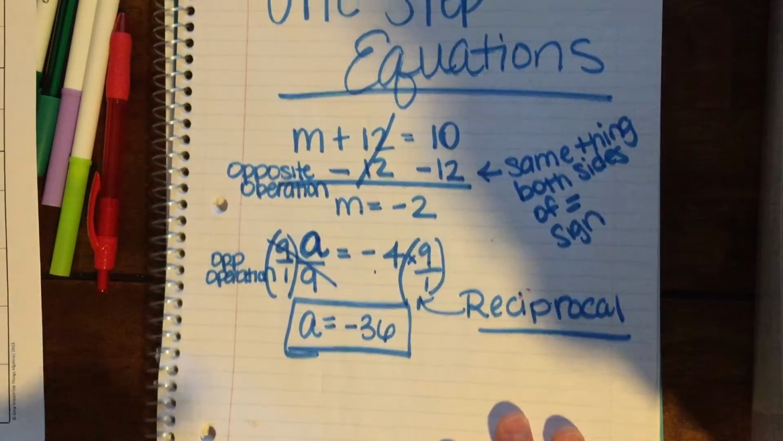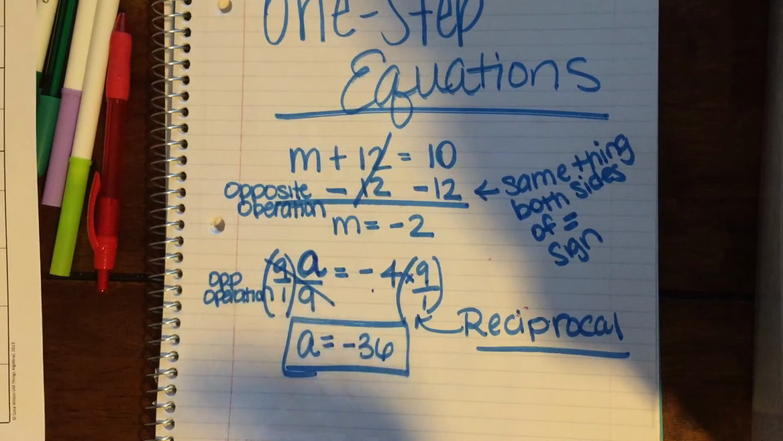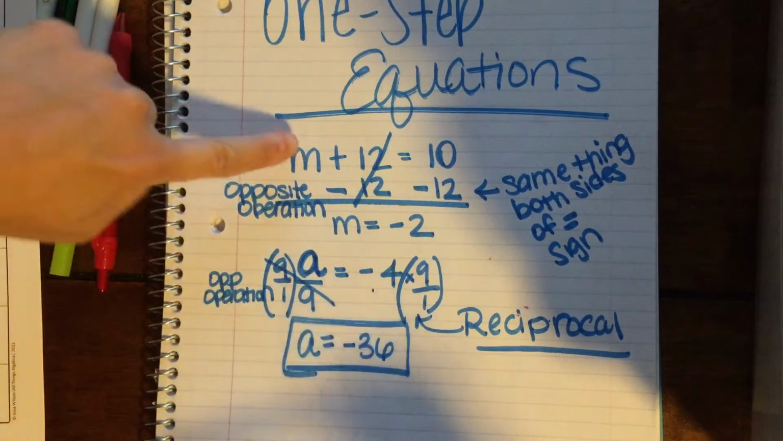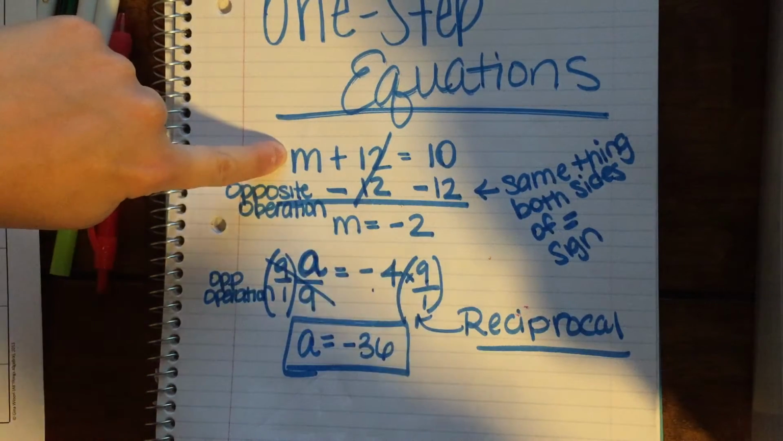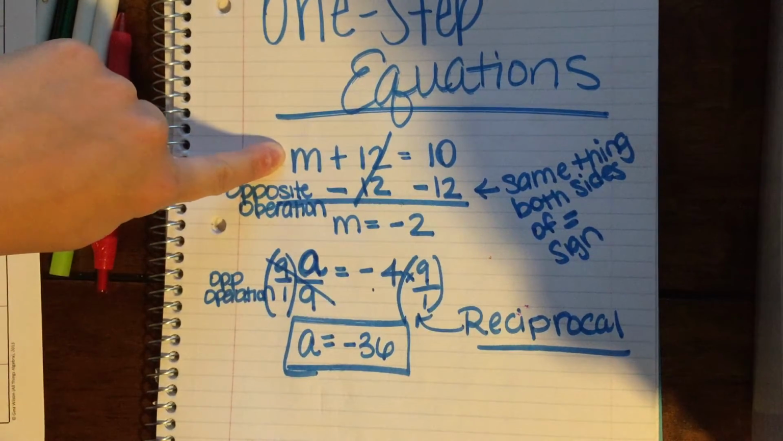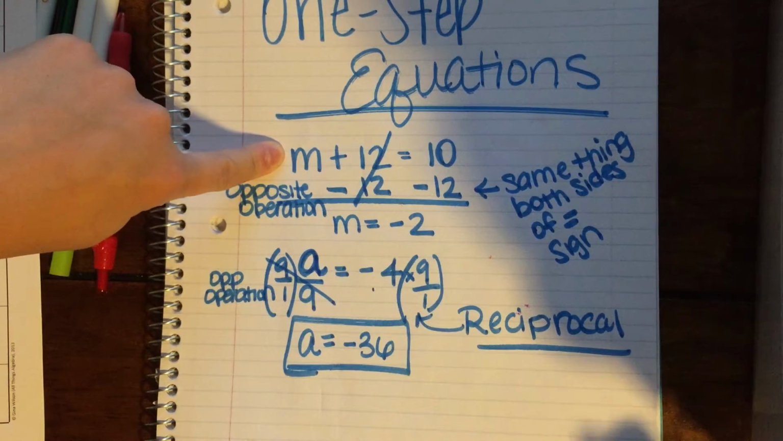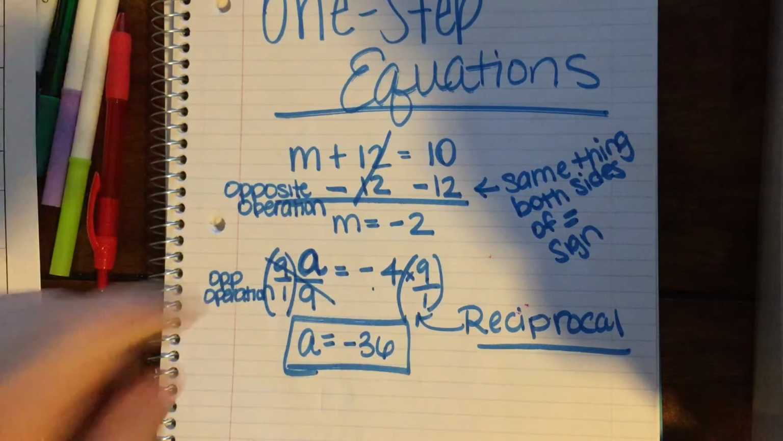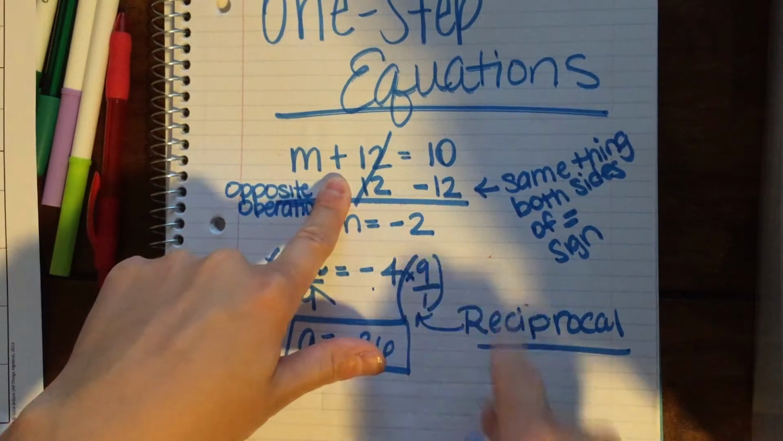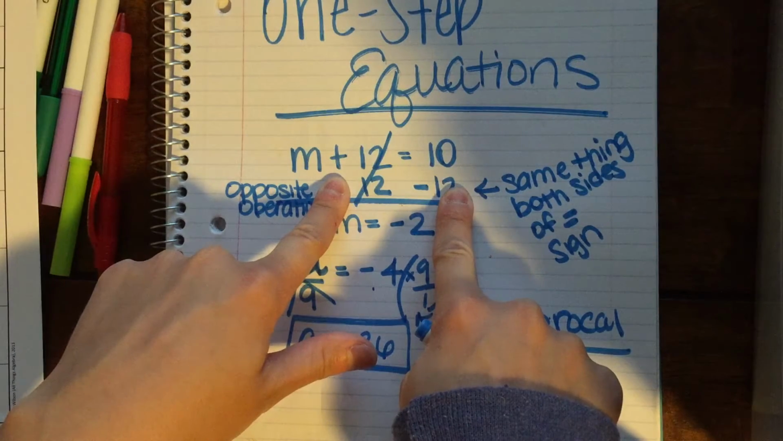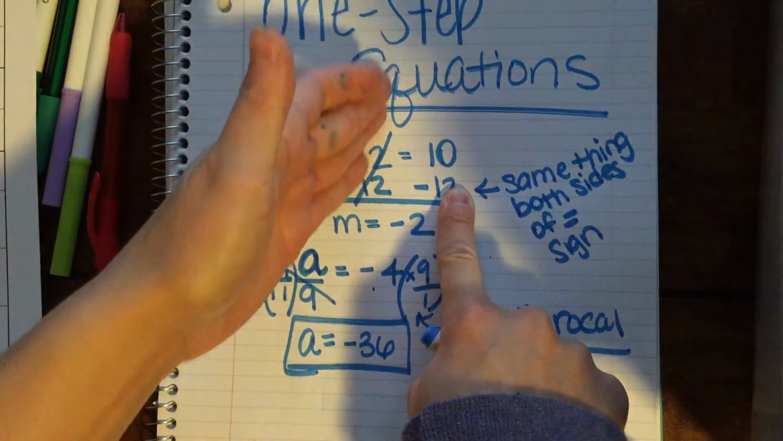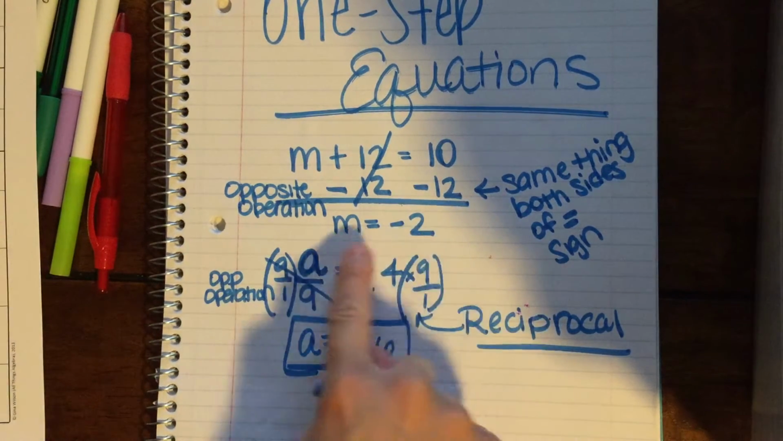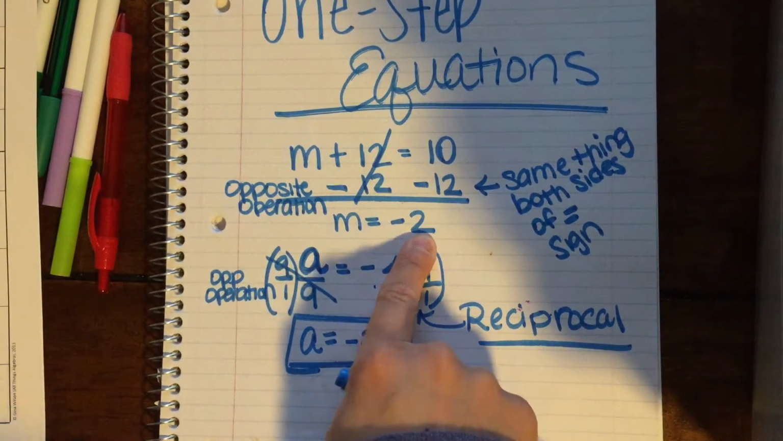Whenever you're solving one-step equations, your first step will always be to undo the operation. In this one, we have m plus 12 equals 10. To undo the operation, we have to do the opposite, which is subtraction. I'm going to subtract the 12 from this side, and I'm going to do the same thing on the other side. That way, it disappears on the left, and then we are left with m equals -2.